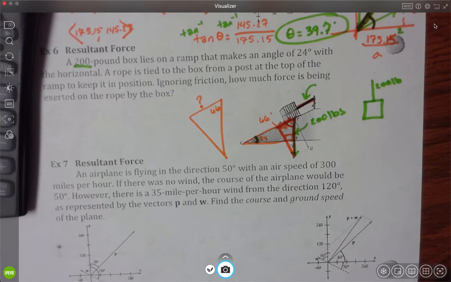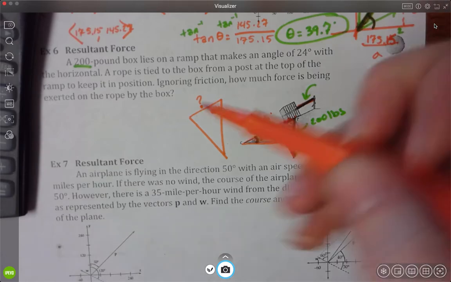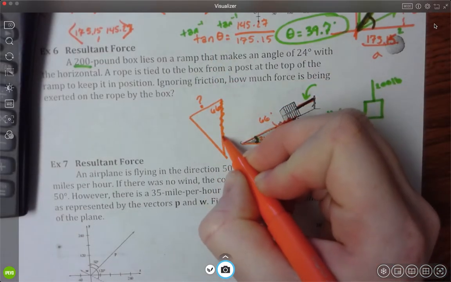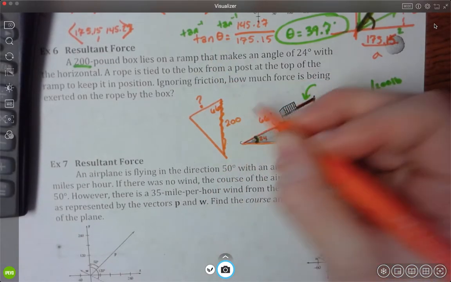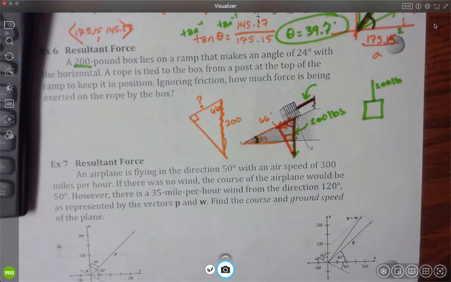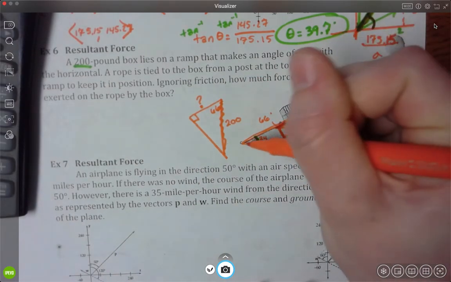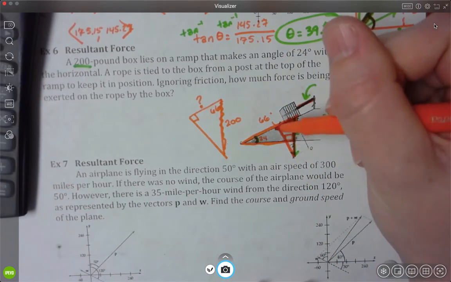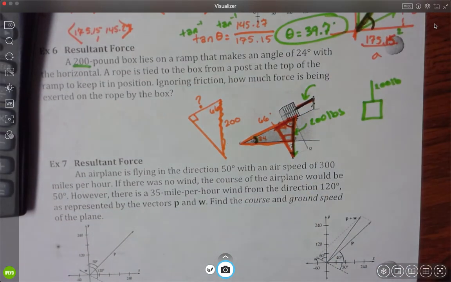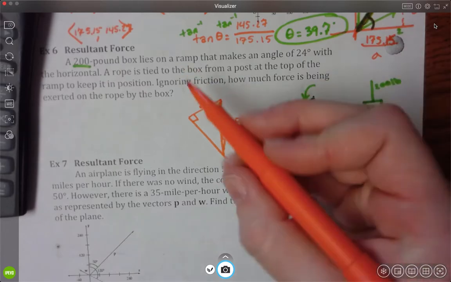And the one other thing that I know is that this hypotenuse side right here is 200. Okay, where this is my 90-degree angle. So they have a couple right triangles going on here. This first right triangle they slapped in there, and then this second right triangle that we're looking at, we're trying to see what this force will be.